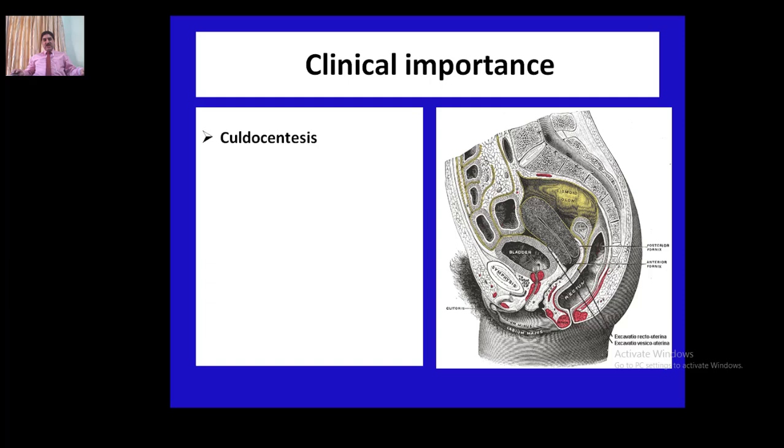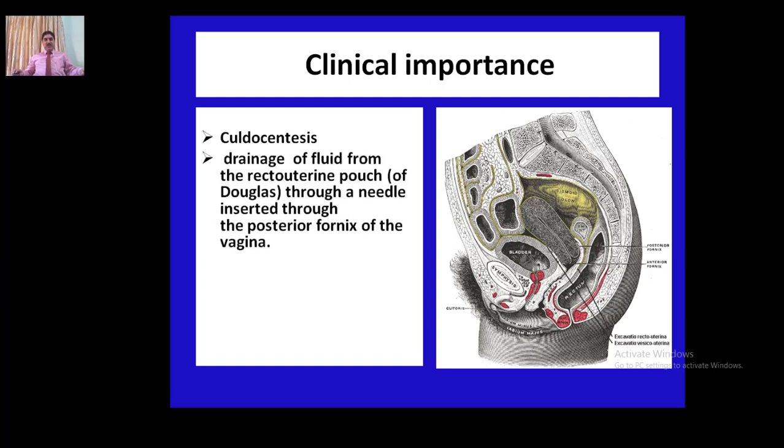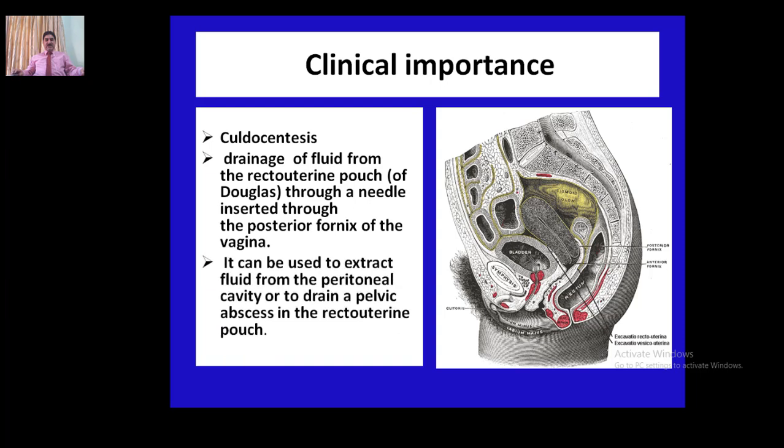Clinical importance. The pouch of Douglas, being the most dependent part of the female pelvis in standing position, is where fluid collections do occur. And the drainage of these fluid collections is done through the posterior fornix of the vagina. The procedure is called culdocentesis. Drainage of fluid from the rectouterine pouch of Douglas through a needle inserted through the posterior fornix of the vagina is called culdocentesis.